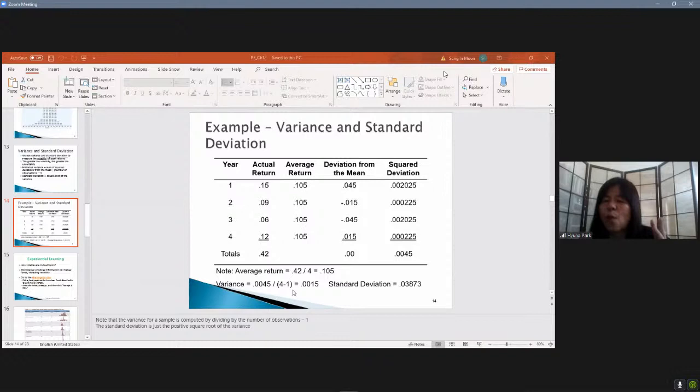So variance is the sum of the squared deviation from the mean divided by 4 minus 1, so that's 0.0015. And then you take a square root of variance and you get standard deviation. So the standard deviation is 3.87%. So that's how to calculate the variance and standard deviation using historical data. So even though we just use the 4-year annual return problem, you can apply this procedure to any returns for any period. Every financial asset available in the market, you can apply this concept.